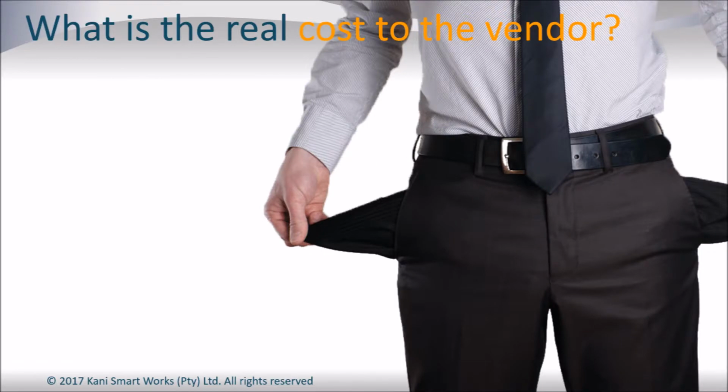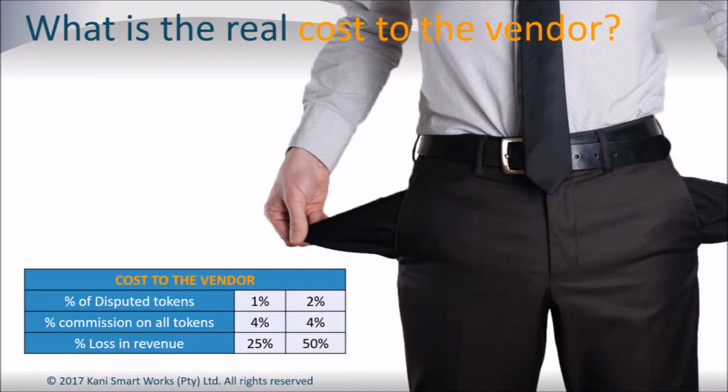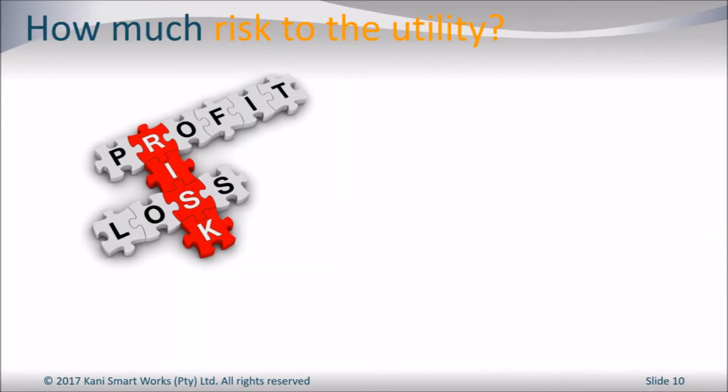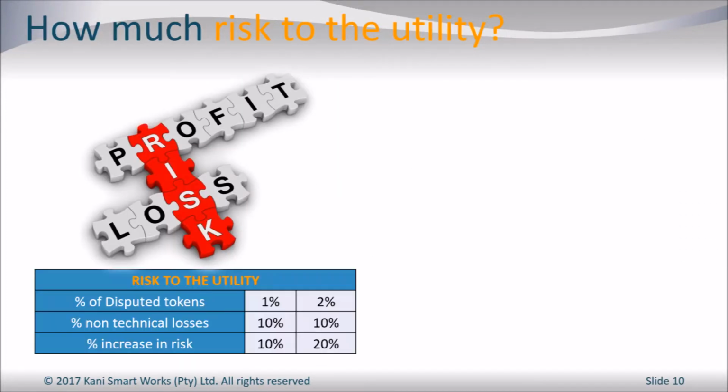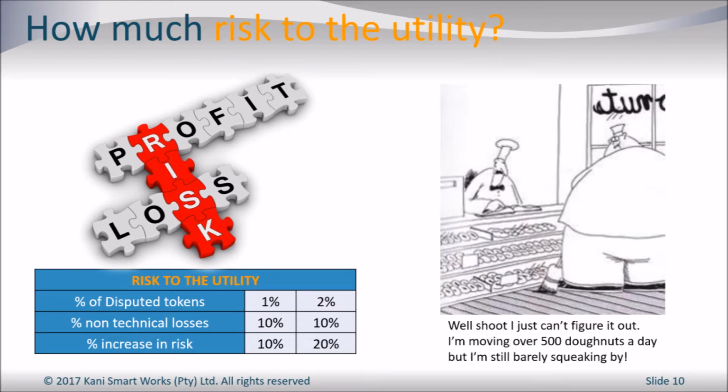So what's the real cost to the vendor? Well, we have to imagine how many disputed tokens there might be. 1%? 2%? Given that the commission on all tokens is probably around about 4% for the vendor, that's a potential loss in revenue of 25 to 50%. So what's the risk to the utility? Well, assuming the same percentage of disputed tokens, and assuming those tokens find their way illegally into meters, it could significantly increase the non-technical losses.